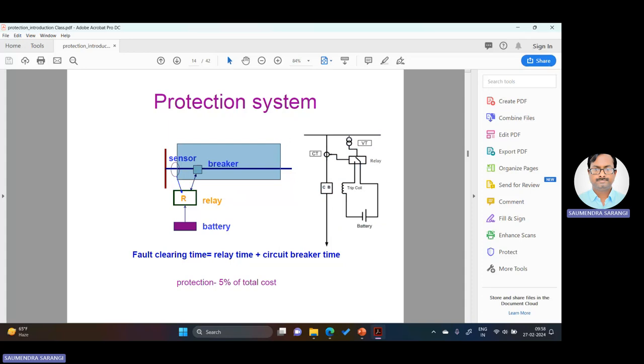So we need to detect the fault and clear it. Like here, this is a bus, and this is a line or load that is connected. This circuit breaker we have to open whenever a fault occurs here. So when the fault occurs, this relay will close the circuit. This is the normal circuit we have for the relay. So the relay is normally open.